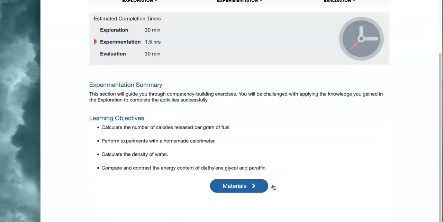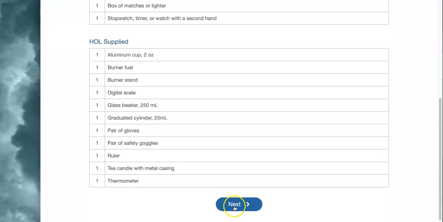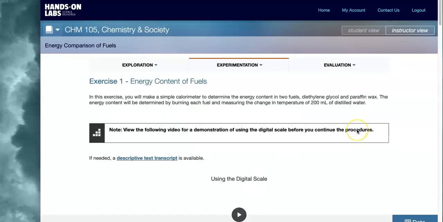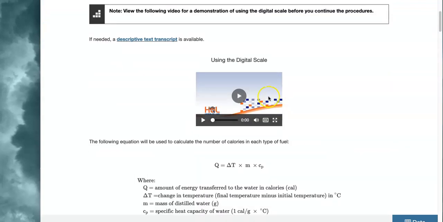Again, make sure you're reading everything. I'm just kind of skimming through here to give you an overview of all the things that you need for the lab. And then again, watch the video as a reminder of how to use your digital scale.